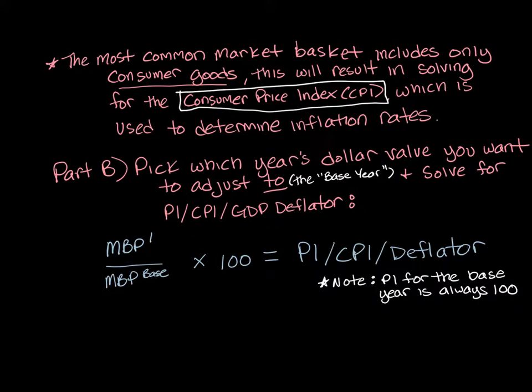Just a thing of note, this should be somewhat obvious, but if we are solving for the price index of the base year, I don't actually have to do this because the price index for the base year is always going to be 100. And this means that prices in the base year are 100% of prices in the base year, which should make total sense. So we automatically know base year price index is always going to be 100. It's all those other years that we're going to get different numbers from, and we'll talk about what those numbers mean in just a second.